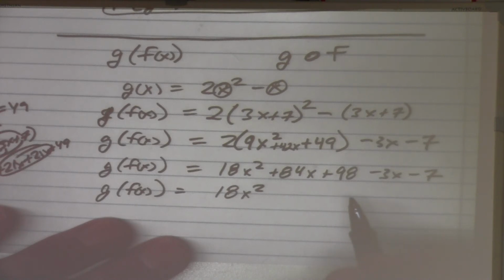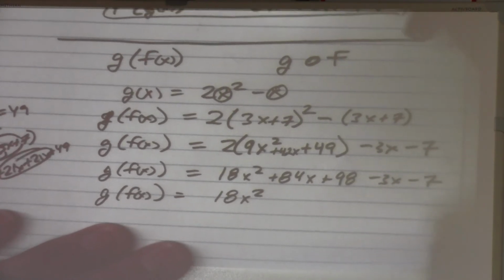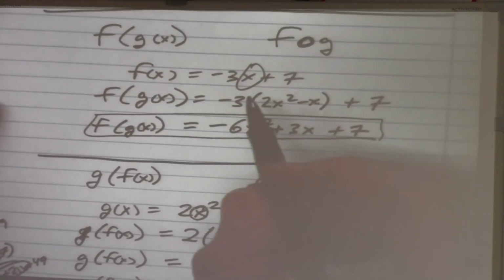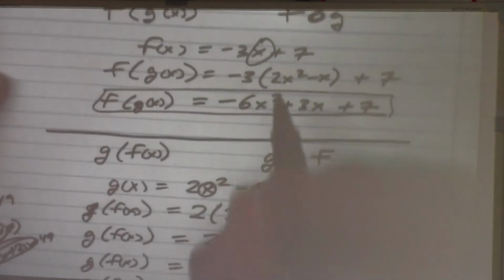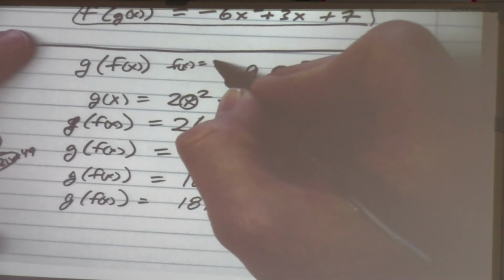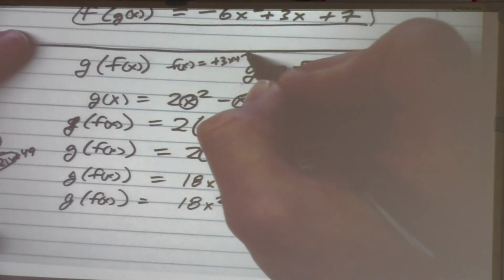I forgot something, I just realized. Did I forget something? I did forget something. Okay, let's come back for a moment and let's fix that. I wrote 3x plus 7. I forgot that there was a negative here. So I'm going to continue this one as if f of x is equal to positive 3x plus 7.